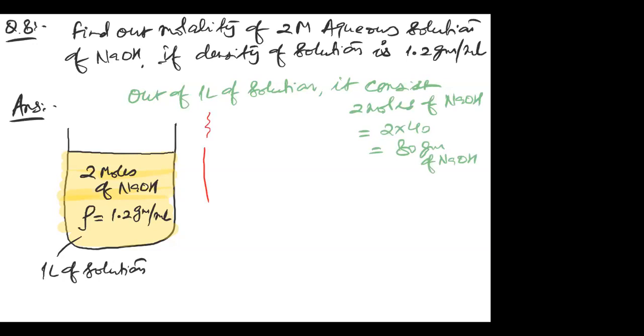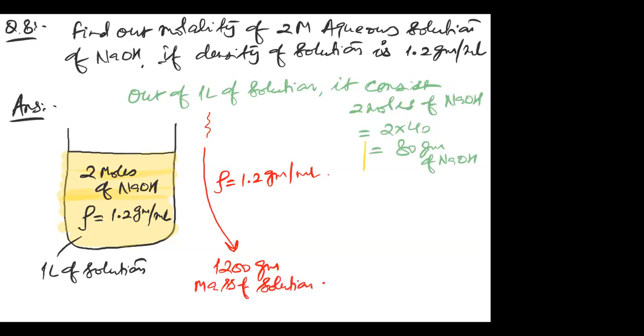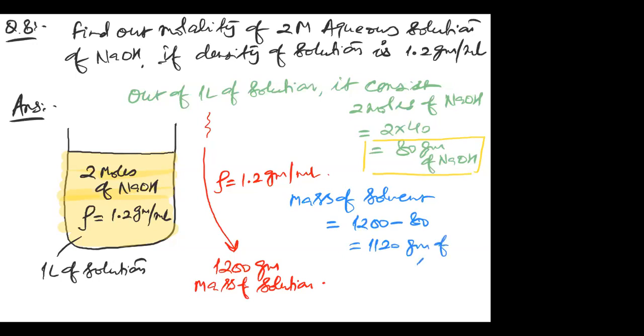As the density of the solution is given, which is 1.2 gram per milliliter, the total mass comes out to be 1200 gram for 1 liter. So 1200 gram is the mass of the solution. Out of this, 80 gram is the mass of solute only. So the mass of solvent is the total mass of solution minus the mass of solute, and it comes out to be 1120 gram of solvent.